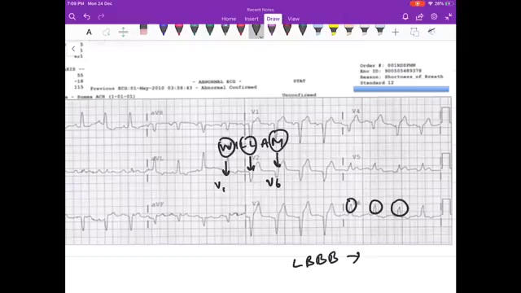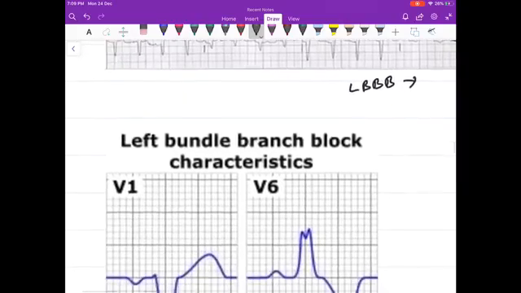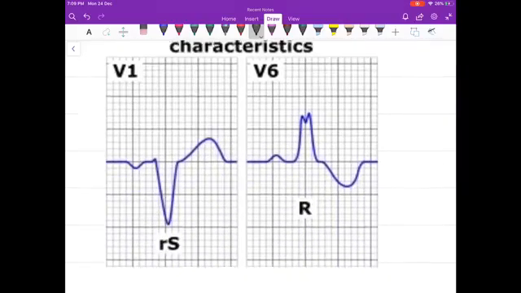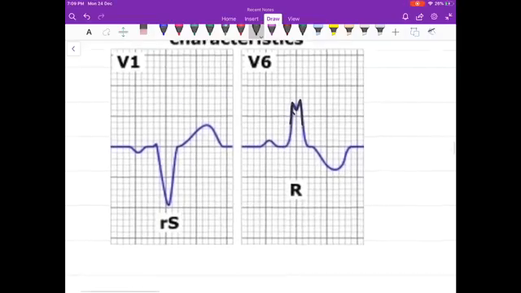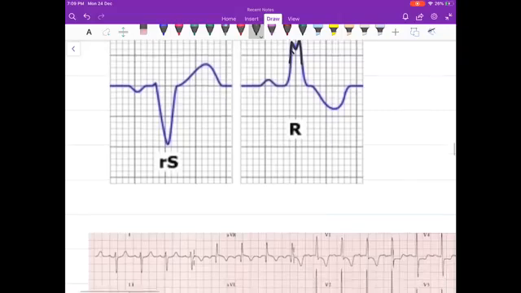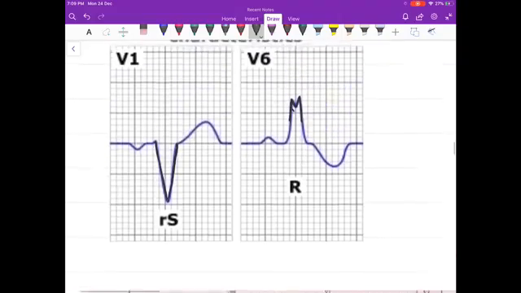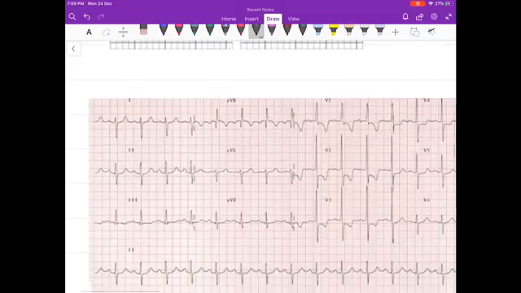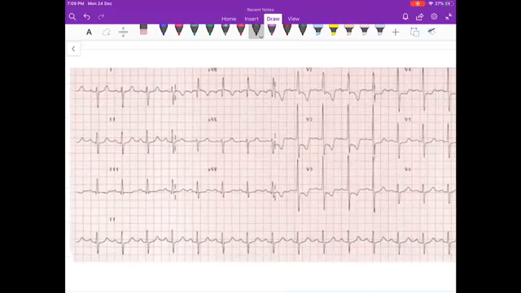So you see here, you see a slight M pattern. So this is left bundle branch block. Okay friends, so here they have formed the characteristic left bundle branch block. It is forming an M pattern. Okay, and we see a deep S wave in V1 in left bundle branch block. So moving on to the next ECG.